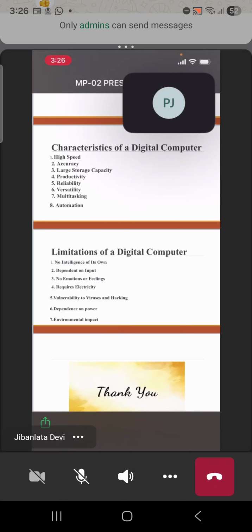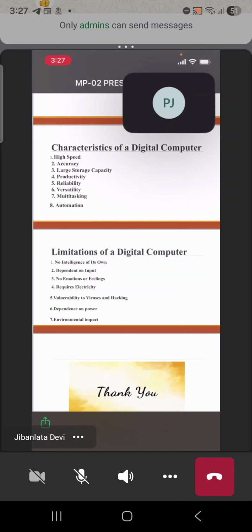Versatility. This versatility refers to the capacity of the computer. What is the capacity of the computer? It can perform many tasks at the same time with accuracy and efficiency. For example, we can do many things at a time on the computer. Like you can listen to music while doing your project, while doing some other things, we can see many things on the computer at a time.